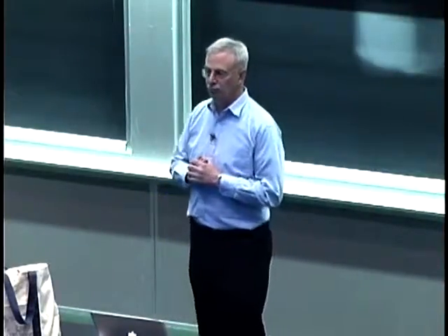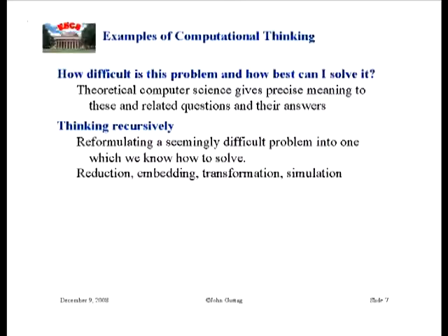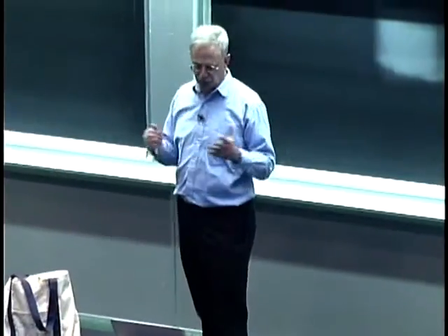So, some examples of computational thinking. How difficult is this problem? That's what we talked about when we talked about complexity. And we talked about how, for many problems, for all problems, there's an intrinsic difficulty of solving the problem with computation, independent of how efficient your particular solution is. And then the question is, how can I best solve it? Theoretical computer science has given us precise meanings to these and related questions.